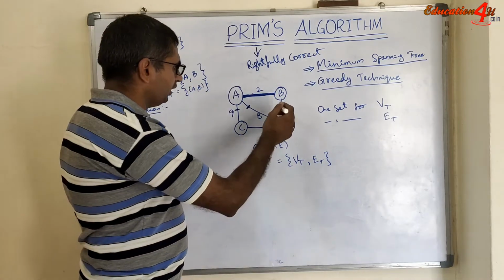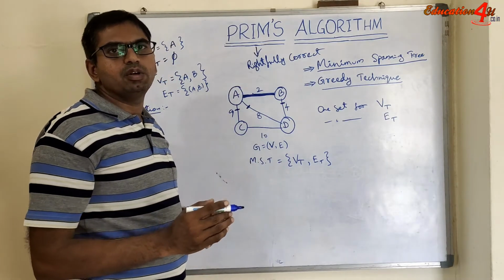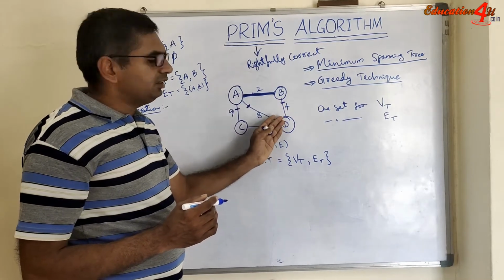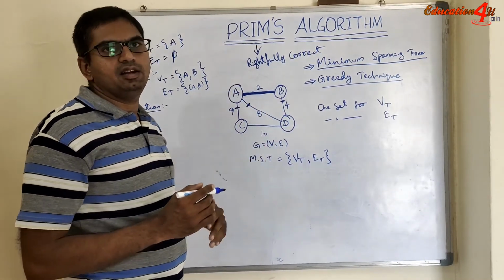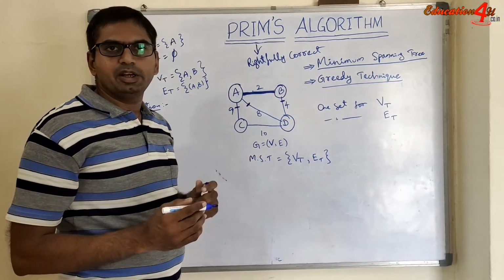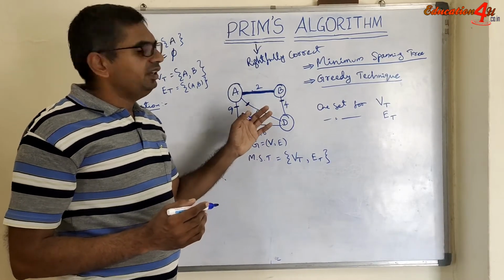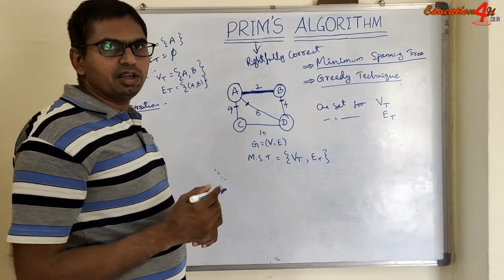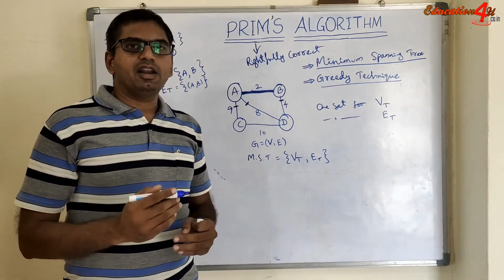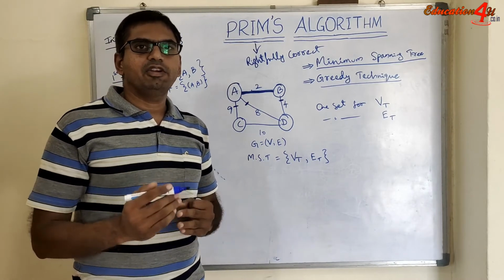One more point we have to keep in mind is that selected edges should not form a cycle. Otherwise it will not be a tree, it will become a graph. As we know, a tree is an acyclic graph, and a minimum spanning tree is an acyclic spanning tree which contains all the vertices of the given graph.